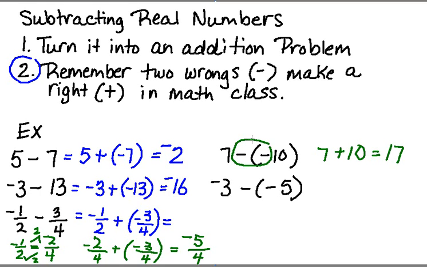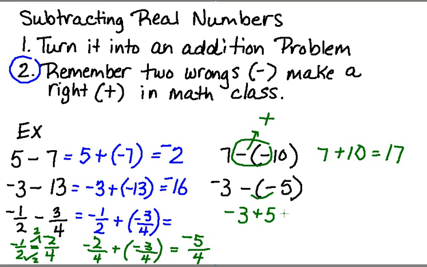That is what I mean by rule number 2. When you have two negative signs right next to each other, they become a positive sign. Two wrongs make a right in math class. So now I can rewrite this second one as minus 3. I've got the two negatives right next to each other, so I'm going to write plus 5.